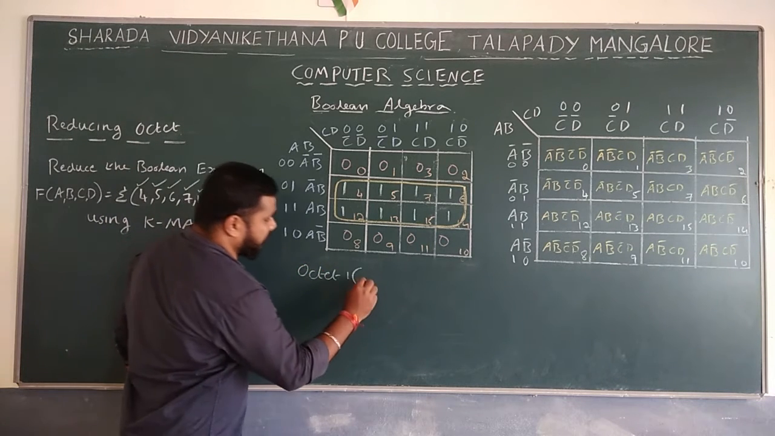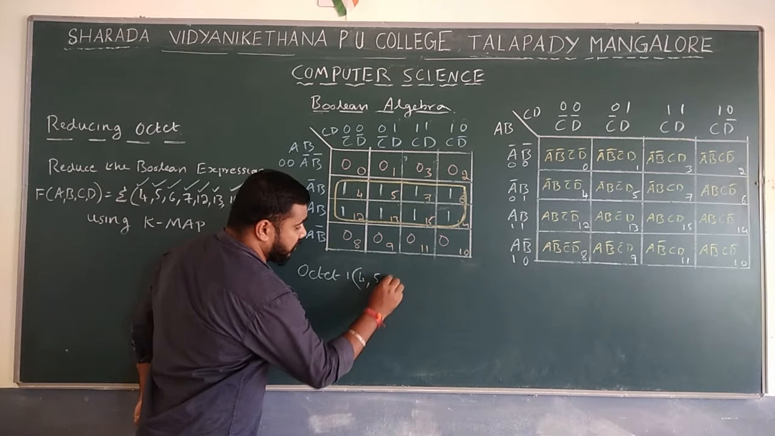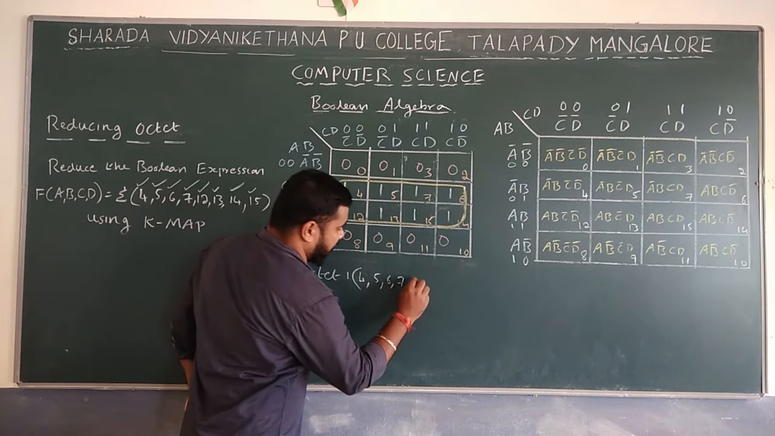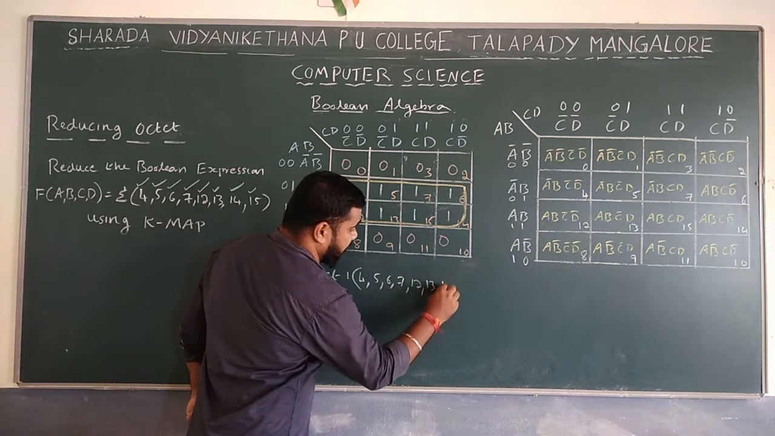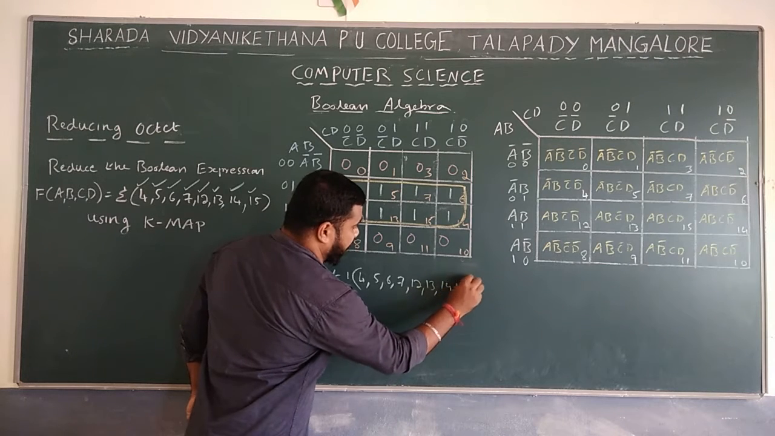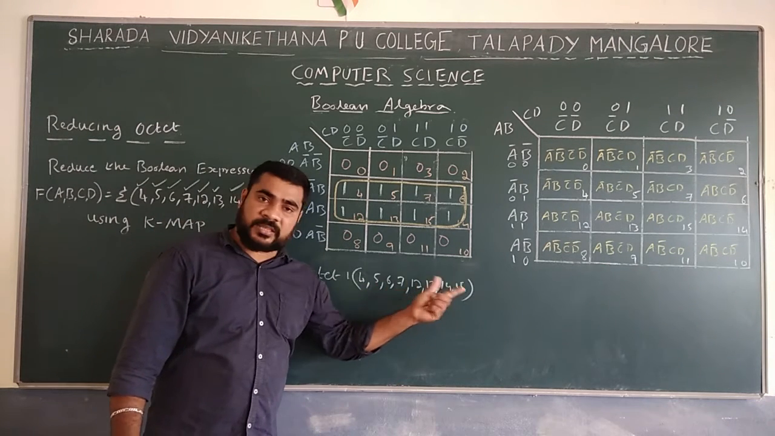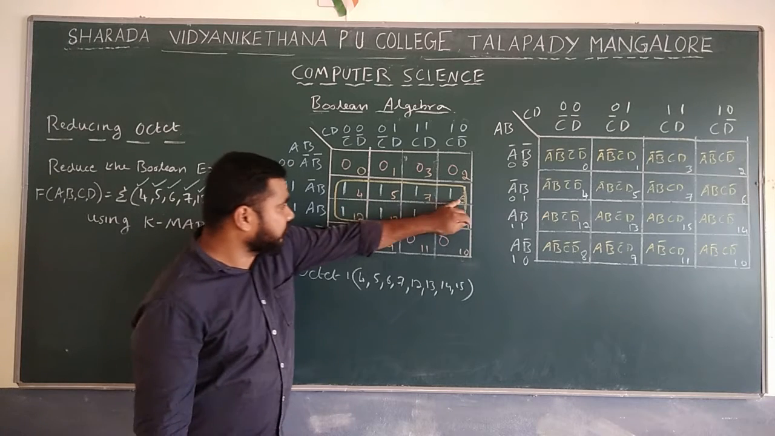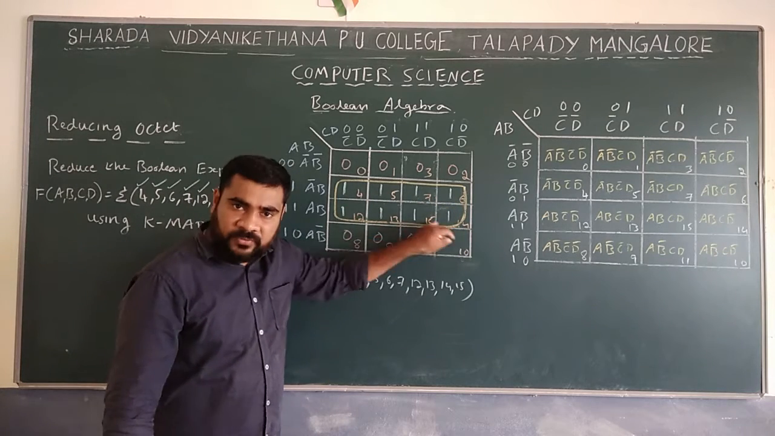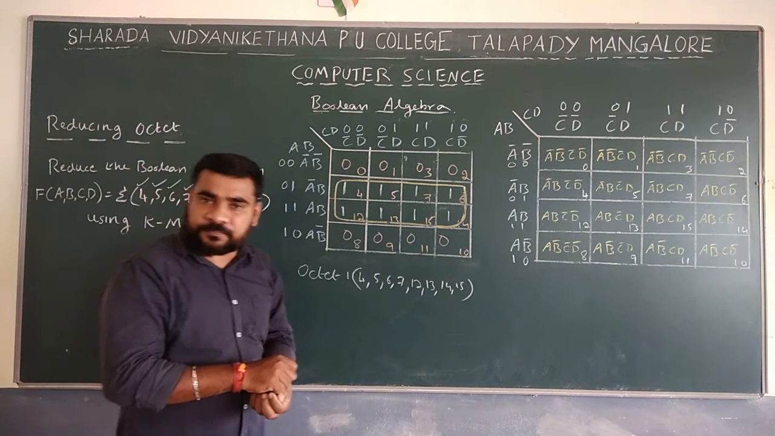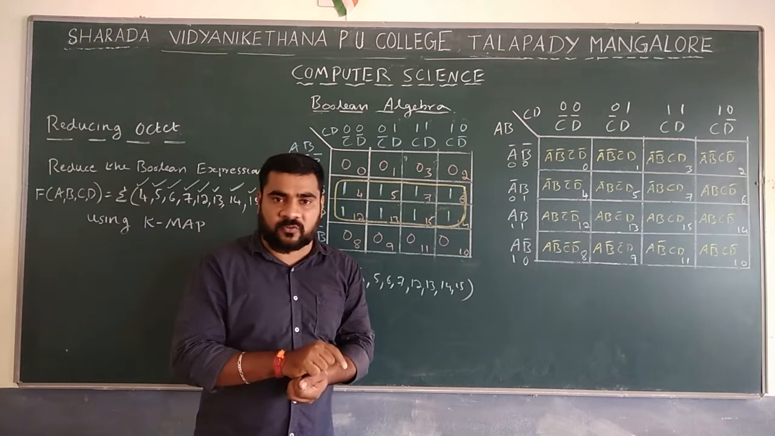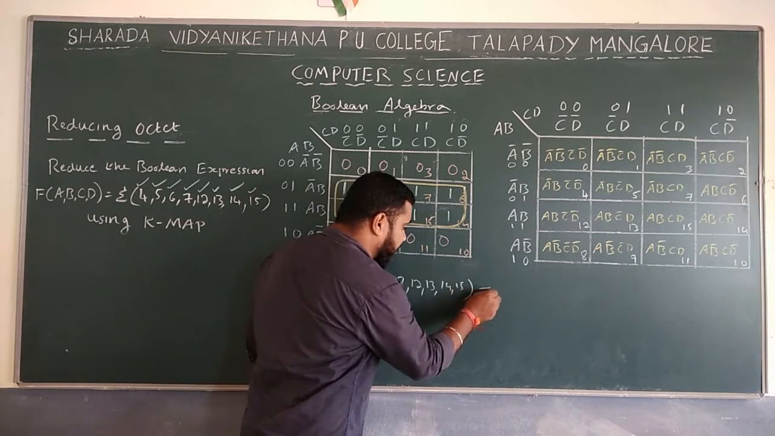Octet 1, that is 4, 5, 6, 7, 12, 13, 14, 15. This is a group. That's a group. See? 4, 5, 6, 7, 12, 13, 14, 15. That for everything, we can make as a single group. So after that, making everything as a single group.